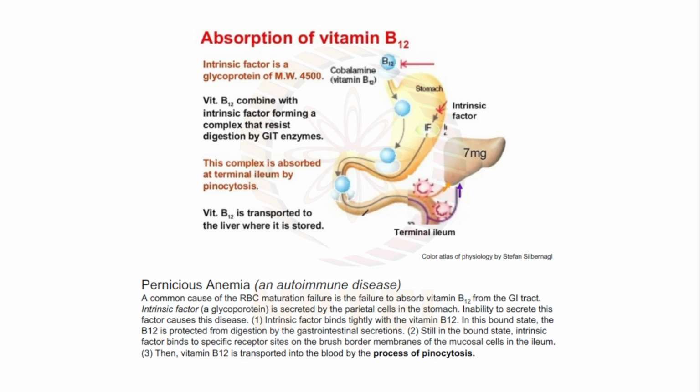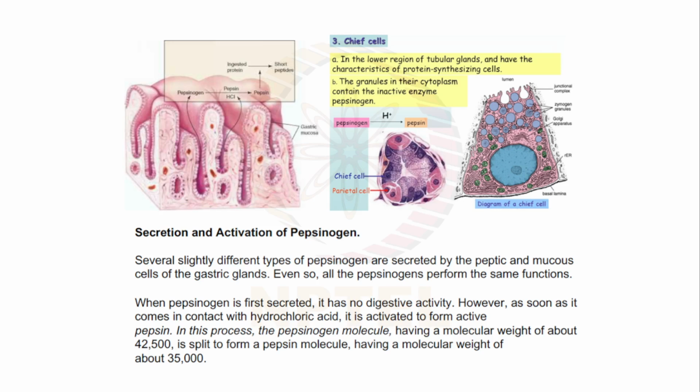A common cause of RBC maturation failure is the failure to absorb vitamin B12 from the GI tract. Okay? Intrinsic factor, a glycoprotein, is secreted by what? Parietal cells in the stomach. Inability to secrete this factor causes this disease. Intrinsic factor binds tightly with vitamin B12, which helps its absorption in the GI tract. And still in the bound state, intrinsic factor binds to specific receptor sites on the brush border membranes of what? Mucosal cells in the ileum. Then vitamin B12 is transported into the blood by the process of what? Pinocytosis. From where it then goes to the liver, and then further processing happens.